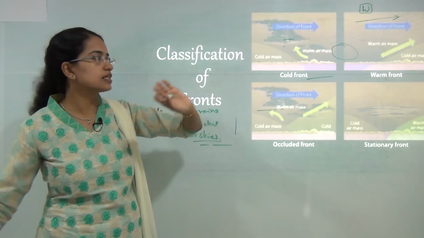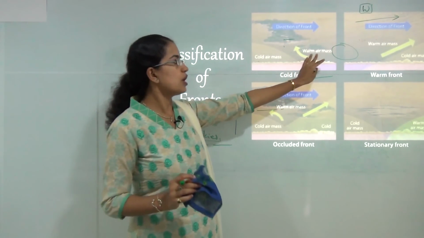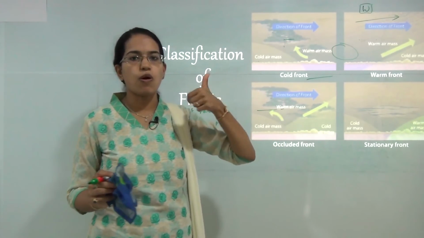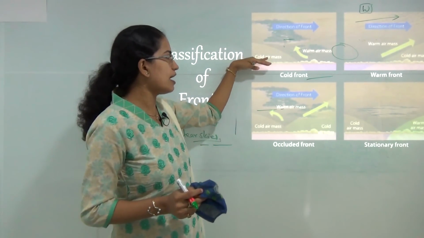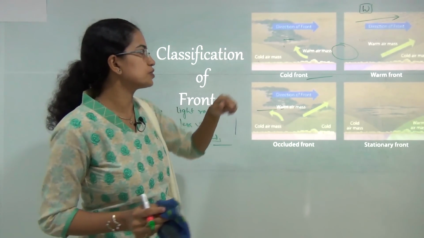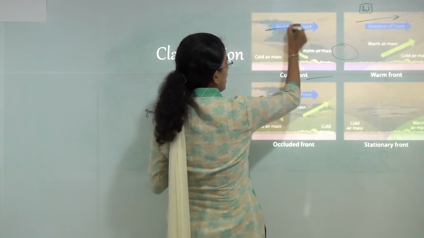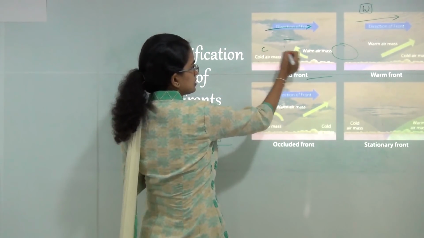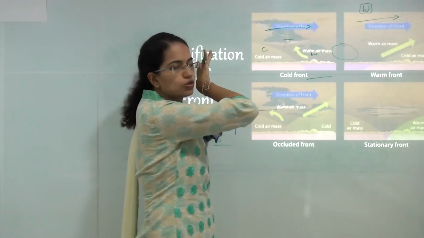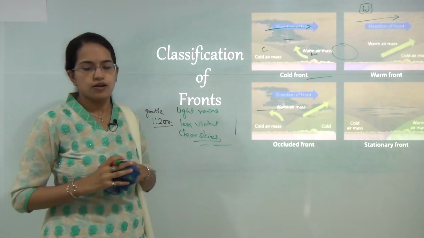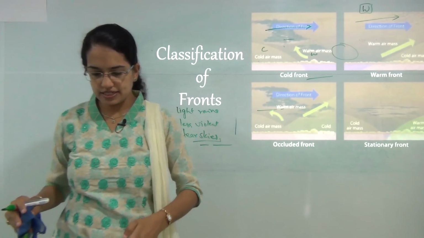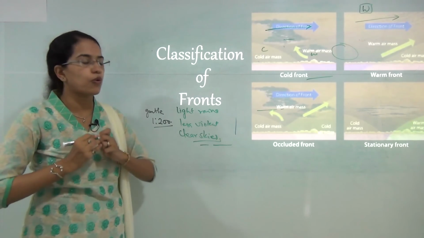What happens here in the cold front is, you have the warm air mass or the warm wedge which is retreating. You have the cold air mass that is pushing the warm air mass. So you have the direction of the front, and this is cold and this is warm. So you have the cold air mass that is pushing the warm air mass. As a result, it leads to formation of cold front.